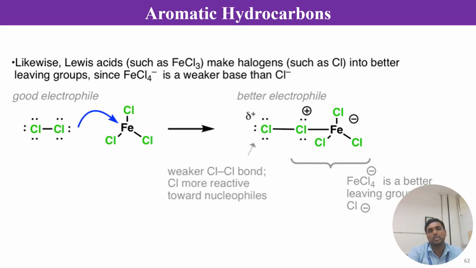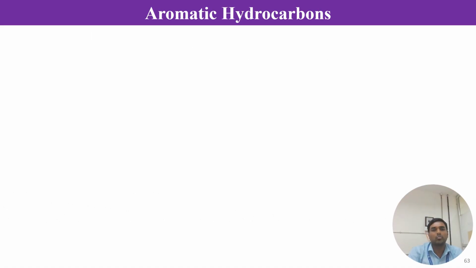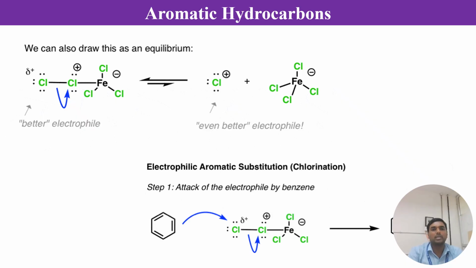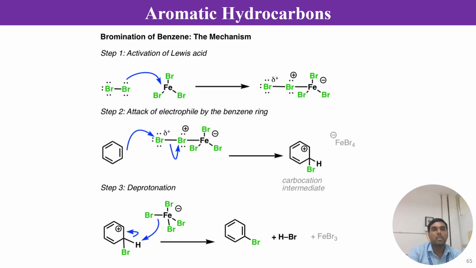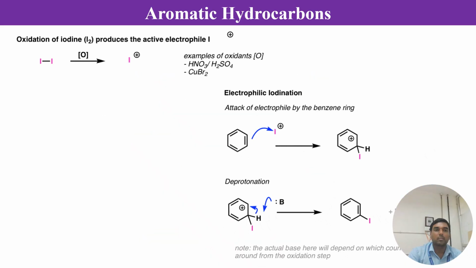That's why it is showing that chlorine with ferric chloride will form chlorine plus, and then chlorine plus reacts with benzene, it will form that sigma complex. Then ferric chloride will take this proton, and you will get chlorobenzene. Similarly, when you go for the bromination of benzene, bromine reacts with FeBr3, it will form the bromonium ion, and then the bromonium ion reacts with benzene, it will form the sigma complex, and finally you will get bromobenzene.